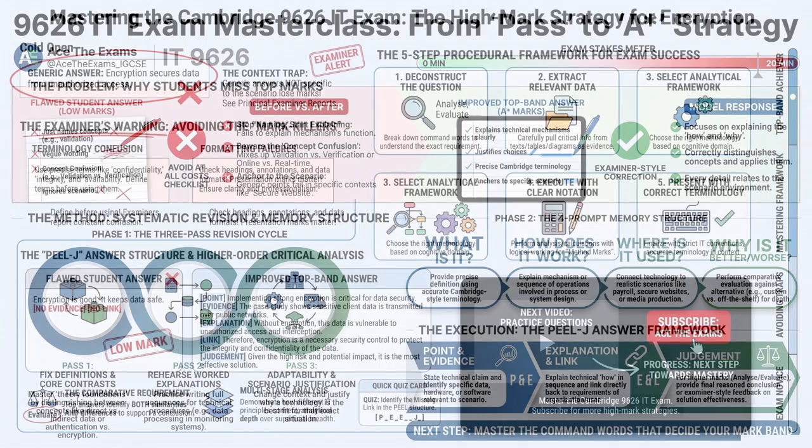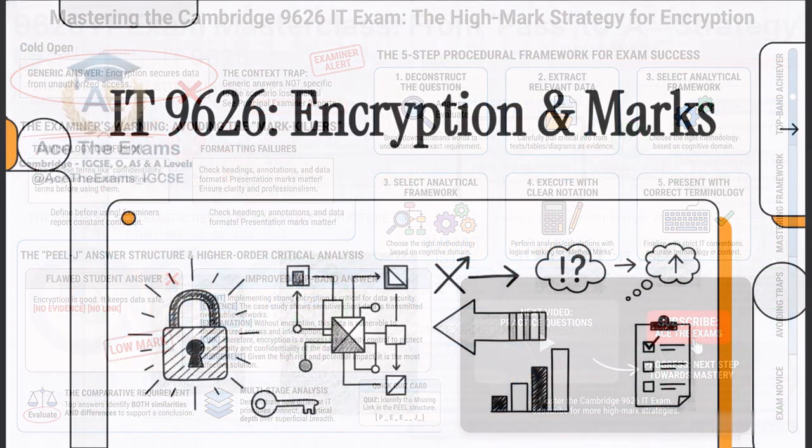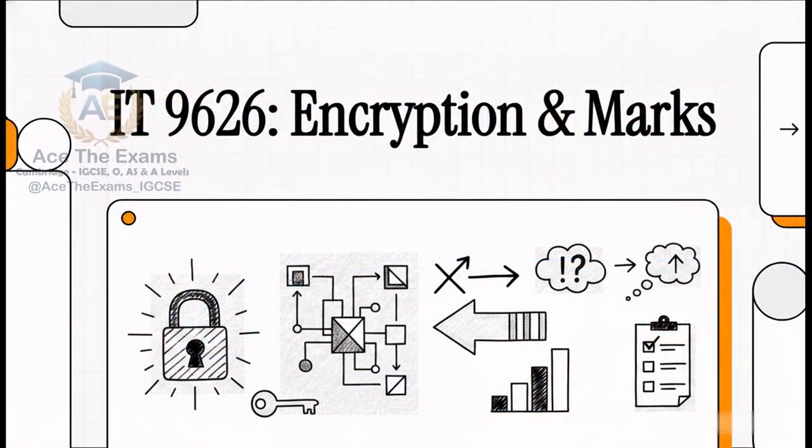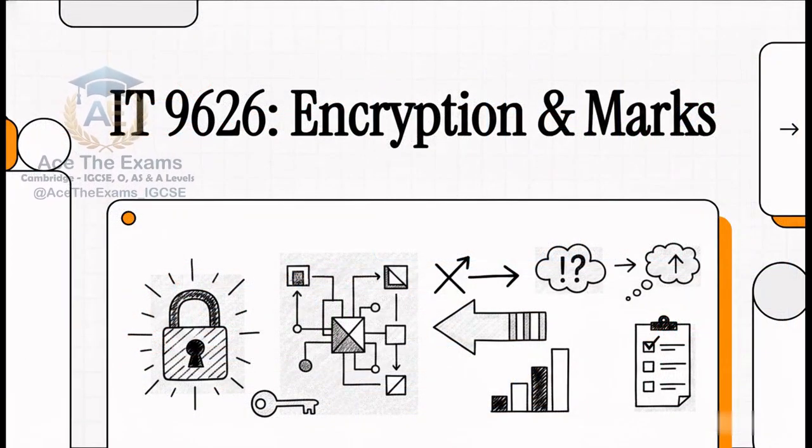Encryption is needed to stop hackers from stealing data when it's sent over the internet. You write that in your Cambridge Information Technology 9626 exam, and you feel pretty good, right? Well, that exact sentence routinely scores a massive 0.